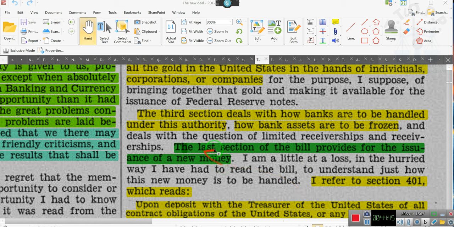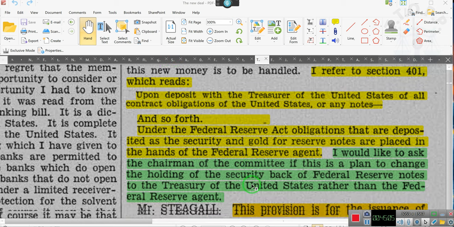Now, hold on. Let's do this. The last section of the bill provides for the issuance of a new money. That money was supposed to be in exchange for the gold, but that's not it. The money couldn't exchange the gold because it didn't have the same value. See, it's supposed to be just compensation, so there's value in just compensation. Pay attention. So, here, they make it quite clear, under the Federal Reserve Act, obligations that are deposited as securities and gold for the reserve notes are placed in the hands of the Federal Reserve agent. The gentleman who gave the hour-style money order to the Federal Reserve agent, that's what he was doing. He was following the law.